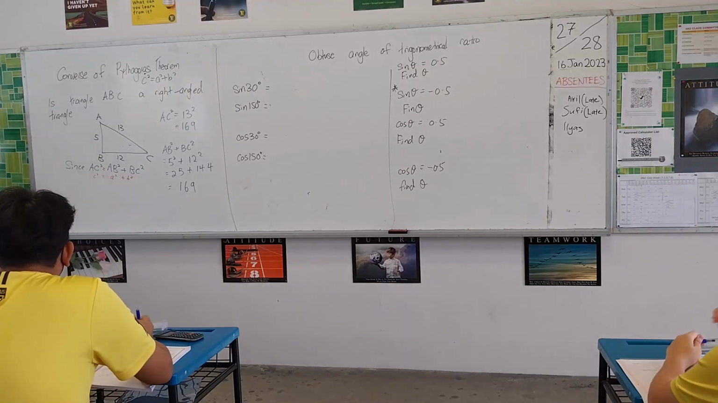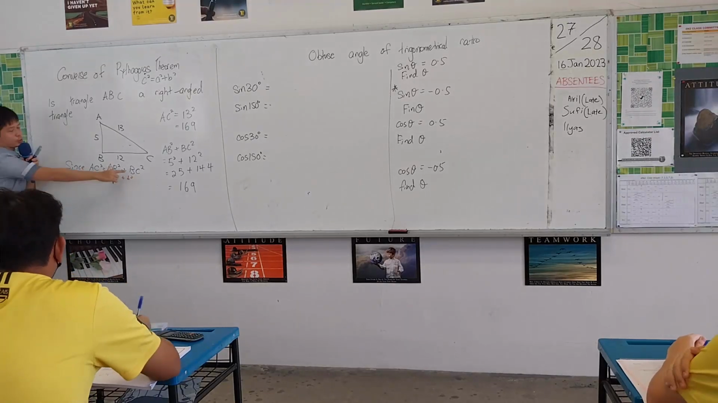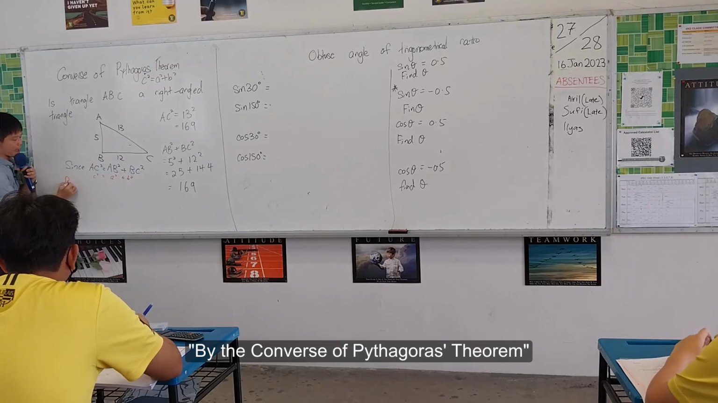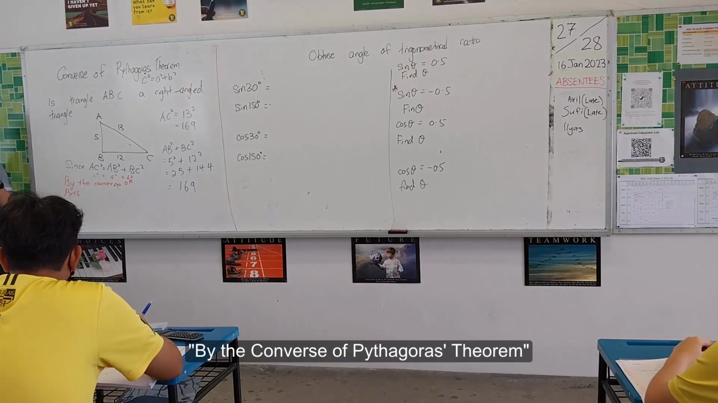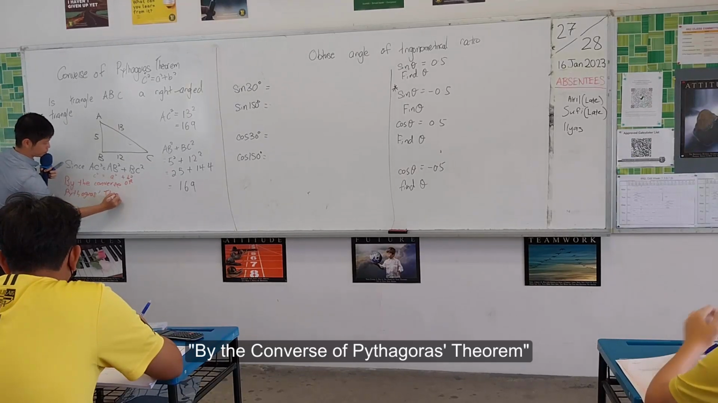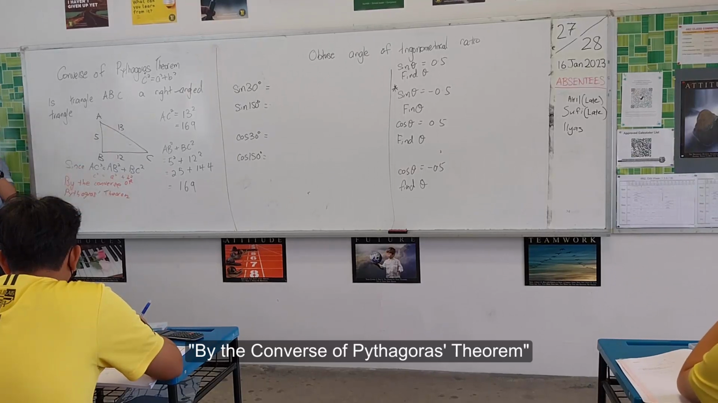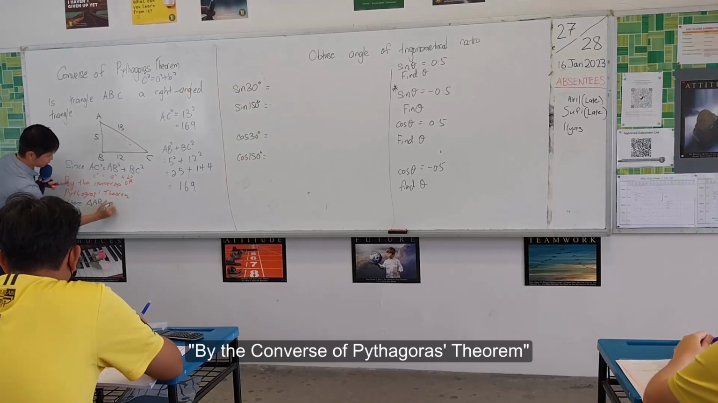Now what you need to memorize is the words: since this is true, by the converse of Pythagoras theorem. It is okay if you spell the word Pythagoras wrongly. It's not an English test. So by the converse of Pythagoras theorem, because this is true, therefore triangle ABC is a right-angled triangle.